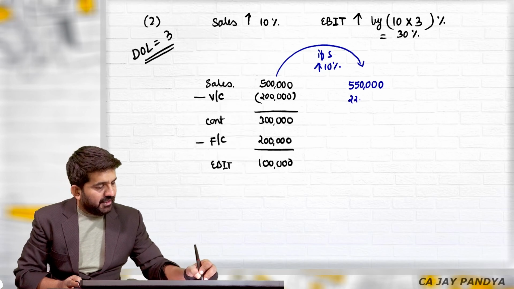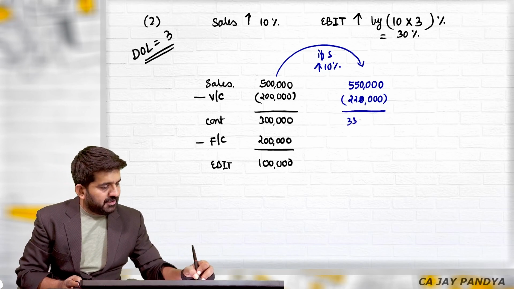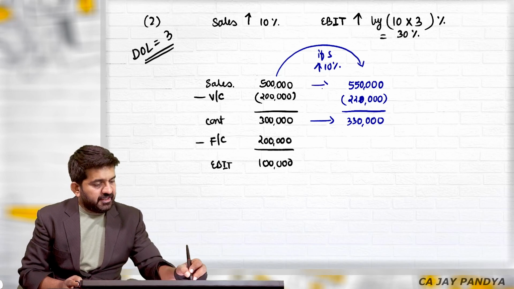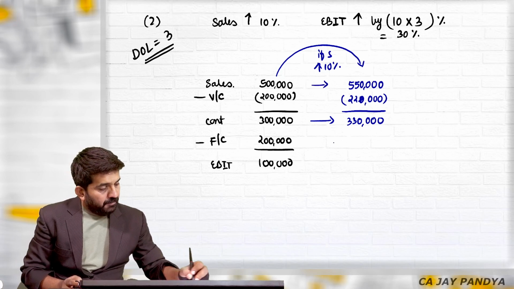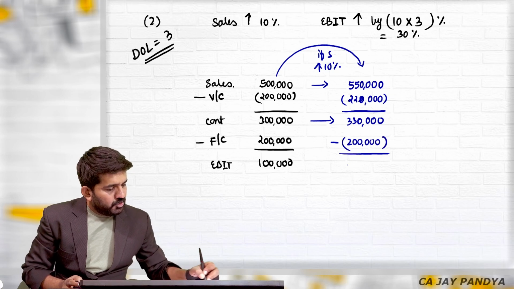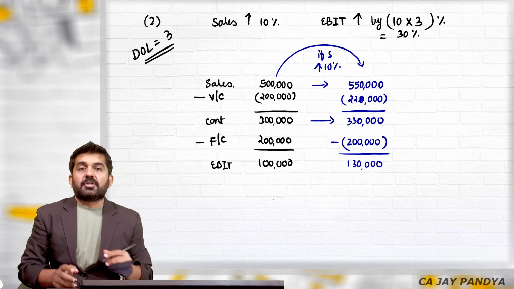2,20,000. See, are you getting it? Even variable cost is increasing by 10%. This will be 3,30,000, which will also increase 10%. All these increases are always the same. But fixed cost remains the same, 2 lakhs. So new EBIT will be 1,30,000.